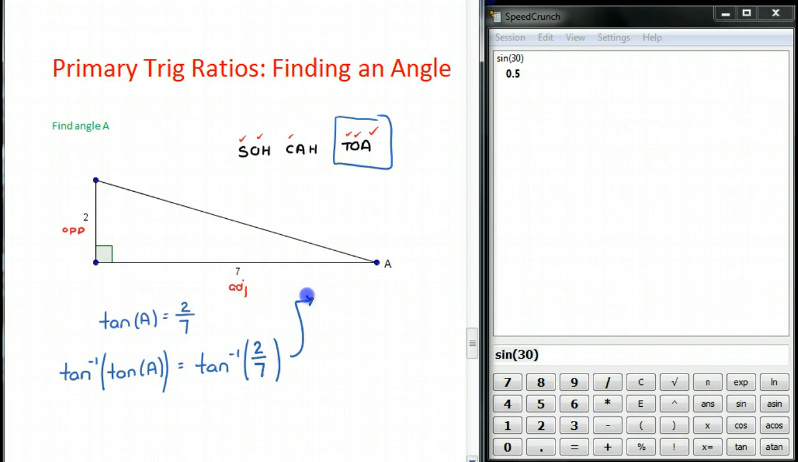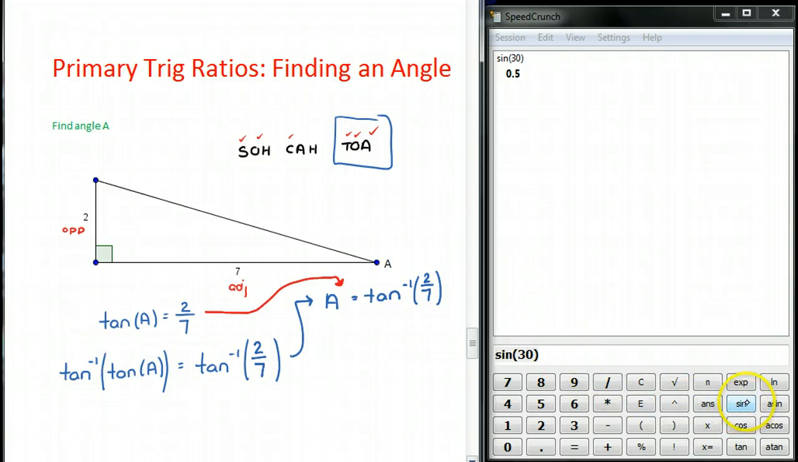So what that means is that, remember, an operation and its inverse undo each other. So if I take tan inverse of tan of A, I'm left with A. And actually, people typically will go directly from this step here to this step here. This step here isn't necessary, but it shows an understanding. So let's make sure we see what we're talking about here.